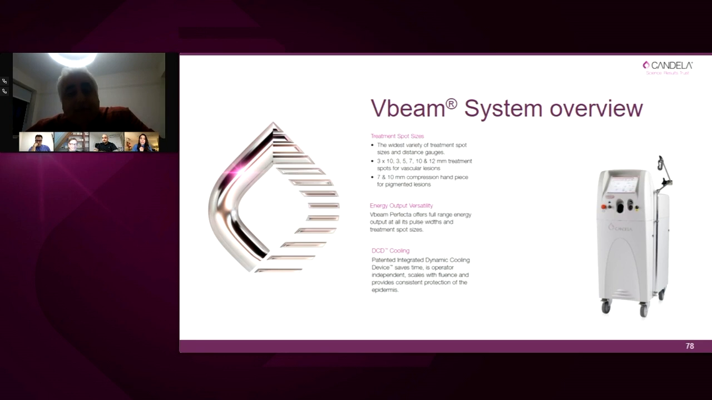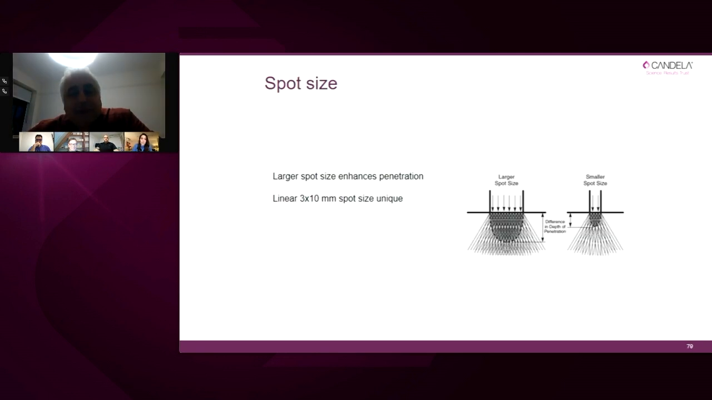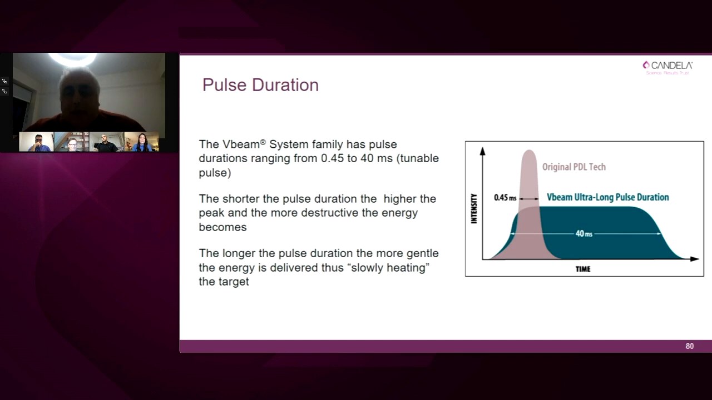So this is how the device looks, with multiple spot sizes, and I really want to remind you about the fact that there's the 3 by 10 millimeter linear spot size. And this is, again, just to illustrate that larger spot sizes give us better depth of penetration compared to smaller spot sizes, and this is why we tend to use the larger spot sizes if we are treating a larger area, particularly wanting some depth.